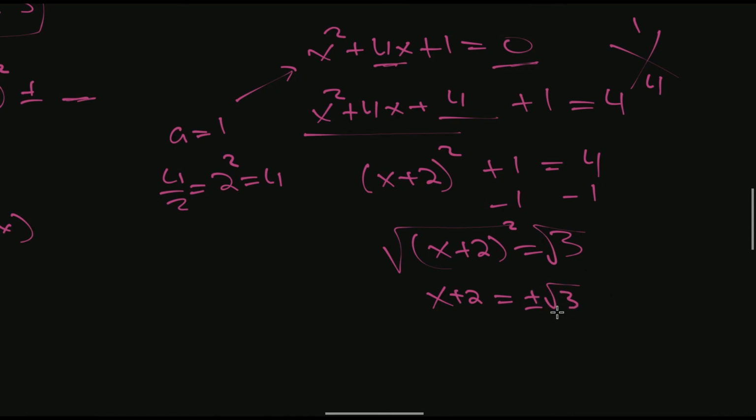I'm going to leave this as root 3 instead of plugging it into a calculator. Putting it into a calculator will get you an approximation. I'm going to leave it as plus or minus root 3 so I can get an exact answer. Again, it's plus or minus because this is a quadratic, so you'll get 2 answers.